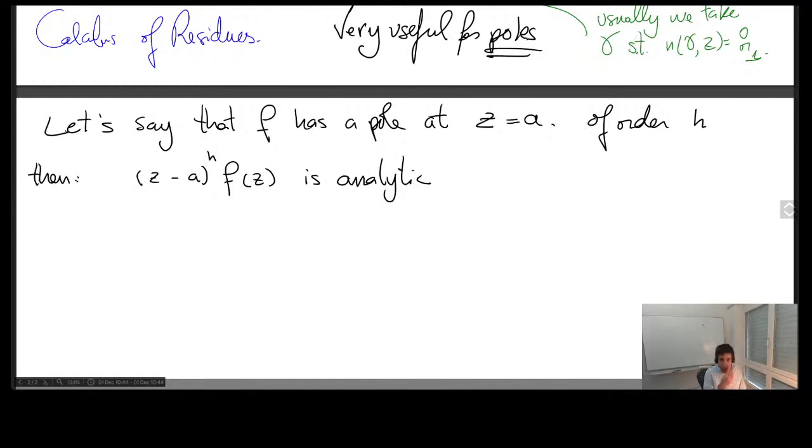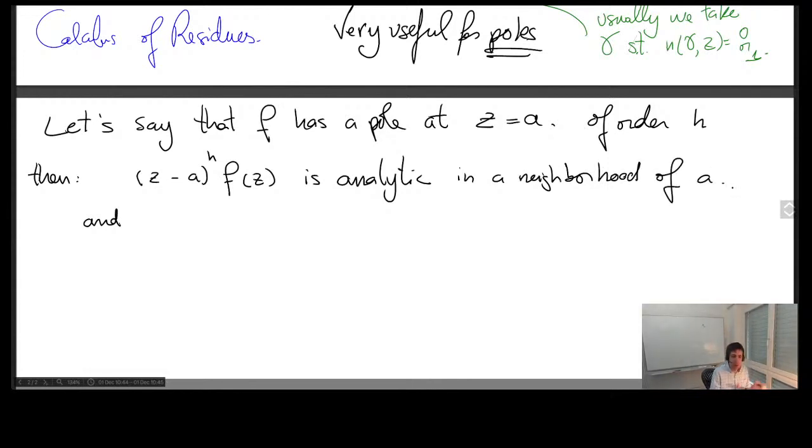Right? So this function is analytic, and so we can take the truncated Taylor expansion that we took of this, and then we can just divide by z minus a to the h everywhere in all the terms, and we get an expansion for the function that has a pole. So we've done this before. It is analytic, I should say, in a neighborhood of a.